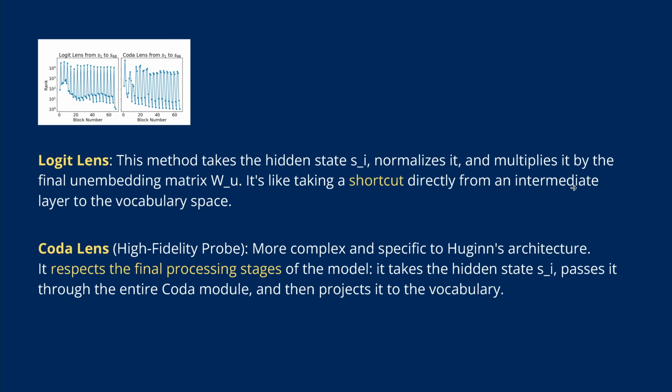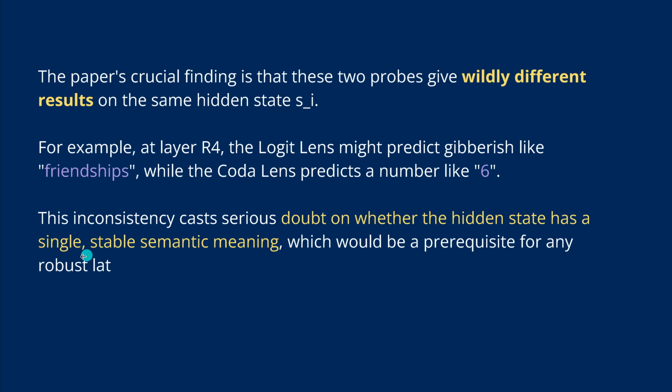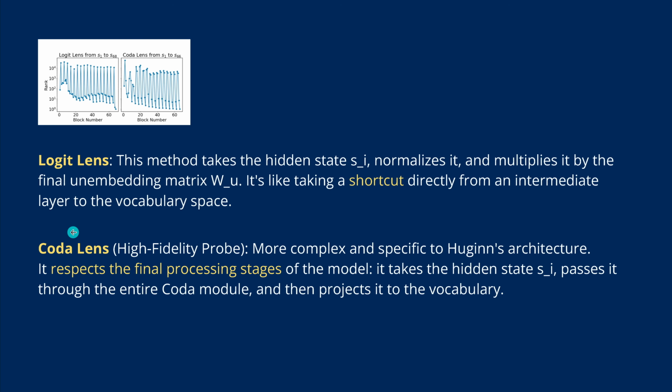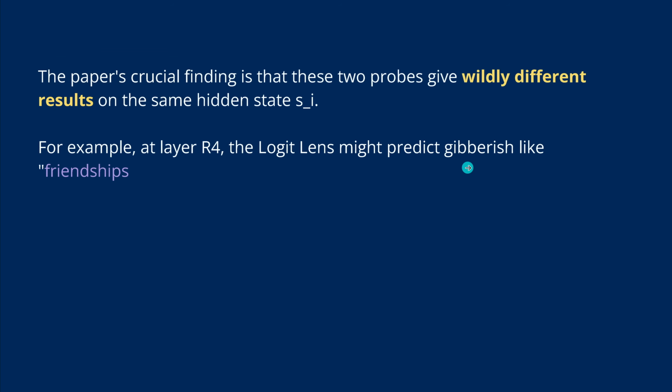This is not good because, you remember, the logit lens simply multiplies with the final unembedding matrix W, and the decoder lens goes through the coda modules, my goodness.